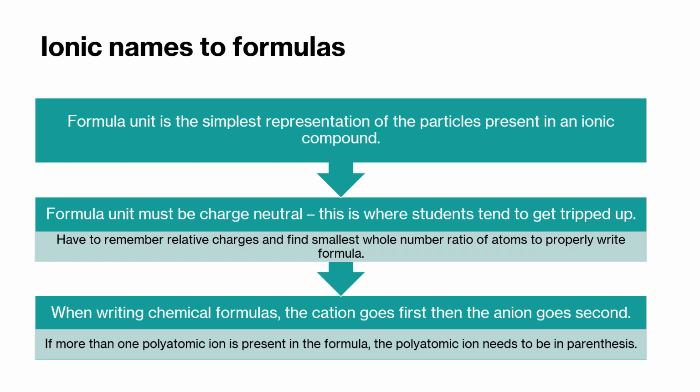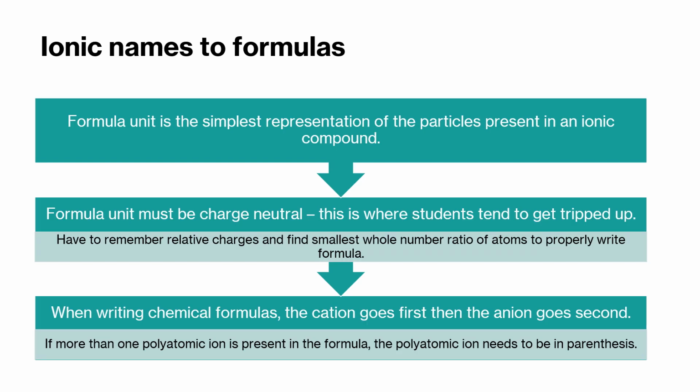Once you are able to take the formula to the name, you are also going to be required to move backwards, taking the name and writing the formula from that. The formula unit is just the simplest representation of the particles present within the ionic compound. The formula unit has to be charge neutral overall. This is typically where students have the most trouble. You have to know the relative charges of the species present and find the smallest whole number ratio of the atoms to properly write the formula that we're working with.